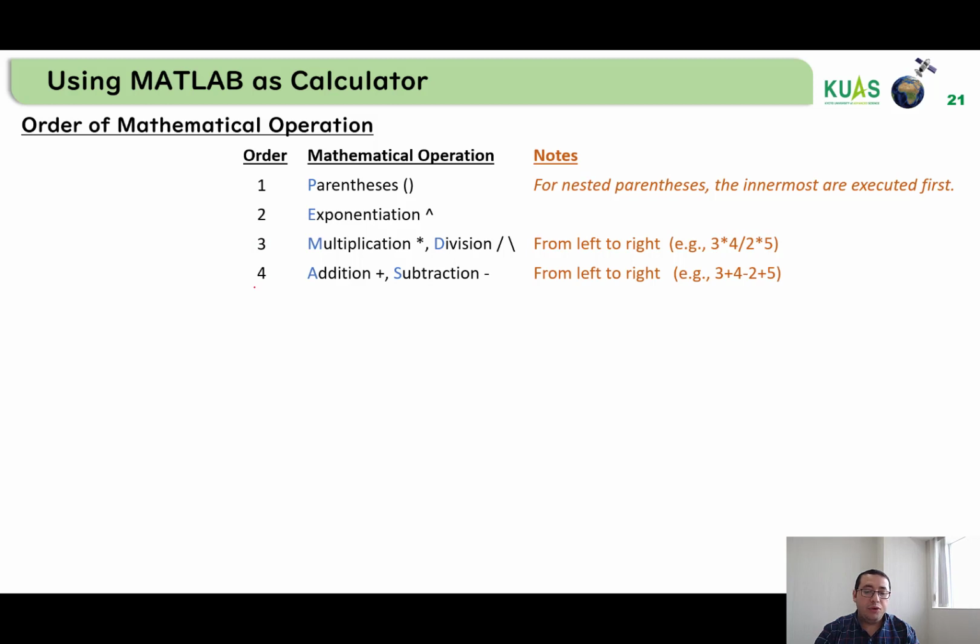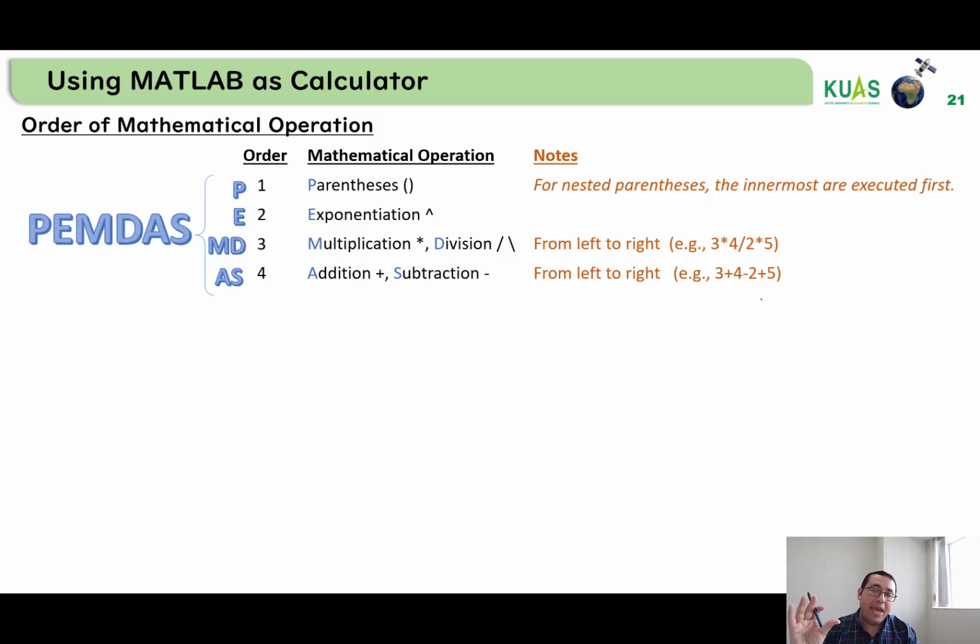And the fourth order is addition and subtraction. So plus and minus. For example, if we have 3 plus 4 minus 2 plus 5, so we have several plus and minus. In that sense, we are going to solve from left to right.